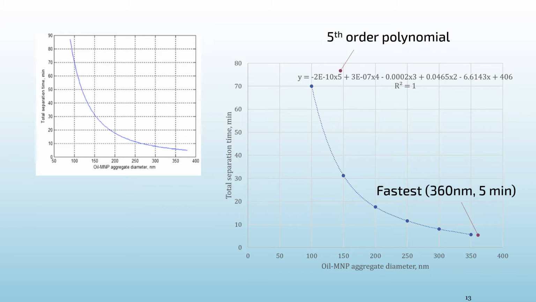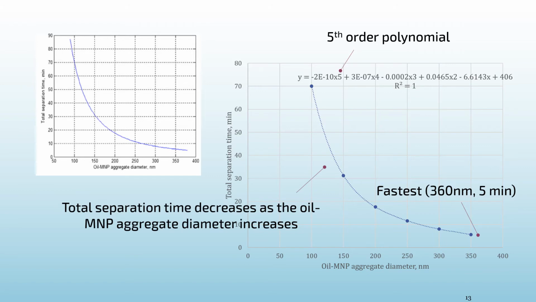of 316 nanometers. And from the graph, it shows that the total separation time decreases as the oil magnetic nanoparticle aggregate diameter increases. This is because the oil magnetic nanoparticle aggregate becomes larger as the mixing time for demulsification of oil by amide magnetic nanoparticles increases. When mixing time increases, the collision probability between amide magnetic nanoparticles, and also between amide magnetic nanoparticles and oil magnetic nanoparticles, increases as well. Thus, the time for complete magnetic separation will decrease.